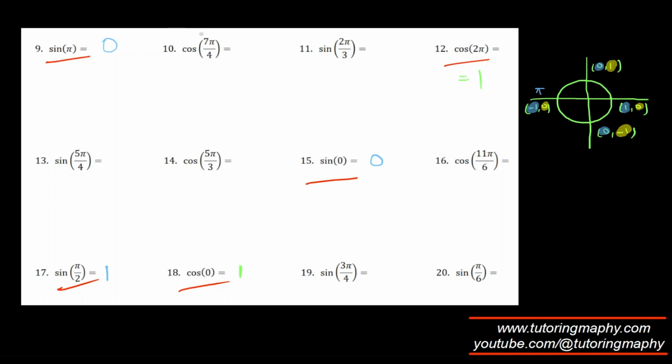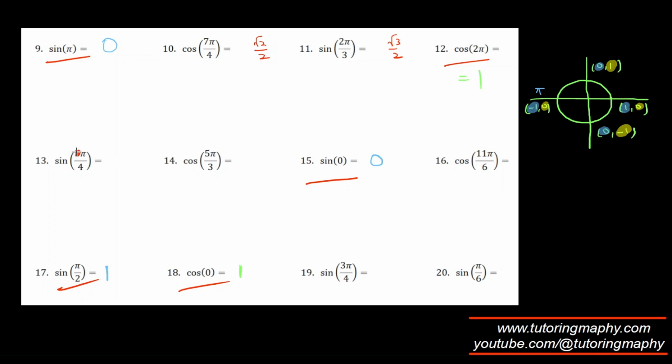And again, the same strategy. Ignore the 7. Cos pi over 4 is root 2 over 2. 7 pi over 4 is in quadrant 4. In quadrant 4, cos is positive. So it's just like that. Sine pi over 3 is root 3 over 2. 2 pi over 3 is in quadrant 2. In quadrant 2 sine is positive. Let's keep it like that.